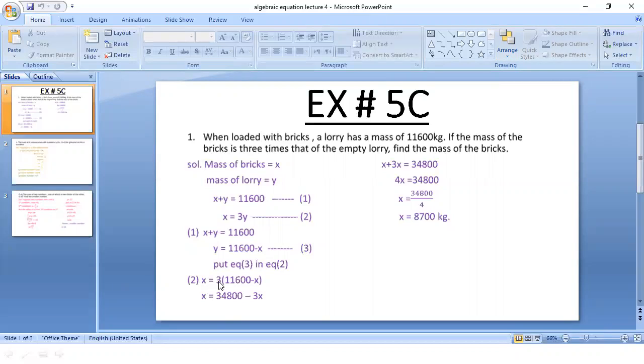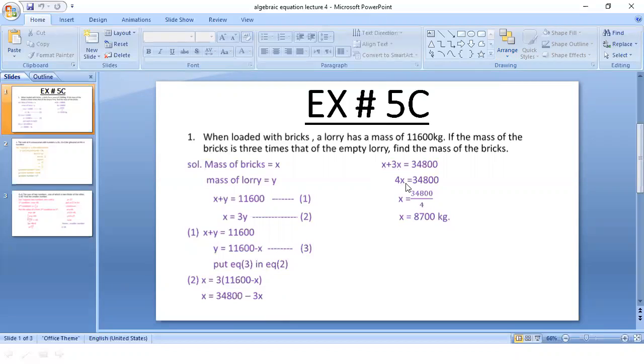So what I have done here, I will multiply 3 by 11600 and we will get 34800, and the next term is minus x. We will write 3 multiplied by x which is equal to 3x. In the next step I have shifted the minus 3x to the left hand side of the equals to and we are getting plus 3x. And you already know that x or 1x they both are same. Here x is written, which means it has a coefficient of 1. So in the next step 1x plus 3x is 4x.